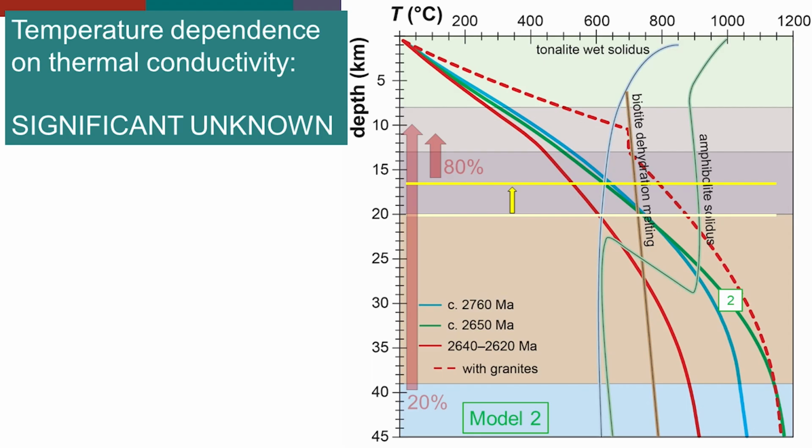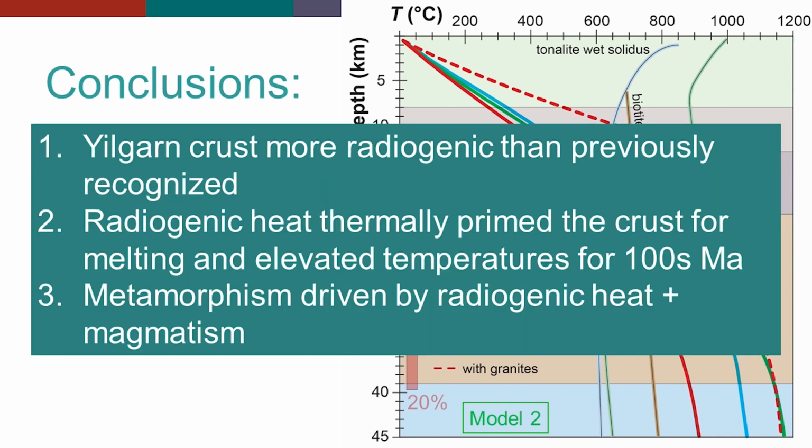So what that means is that now the depth of melting becomes a lot shallower and potentially more realistic with what we might see. Am I saying this is the answer? Not necessarily, but it is certainly suggesting that the radiogenic heating is priming the crust. Okay. So I guess that's really my conclusion there.